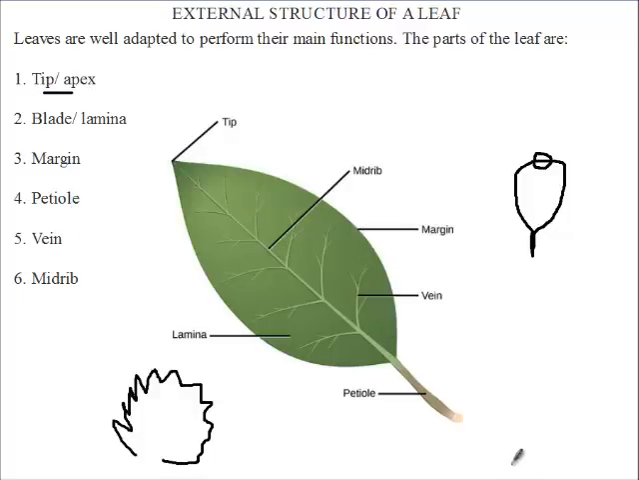Next is the petiole. It is the part of the leaf that joins the stem. We also have the veins, and then the midrib. Now let's talk about the midrib before we go on to the veins.